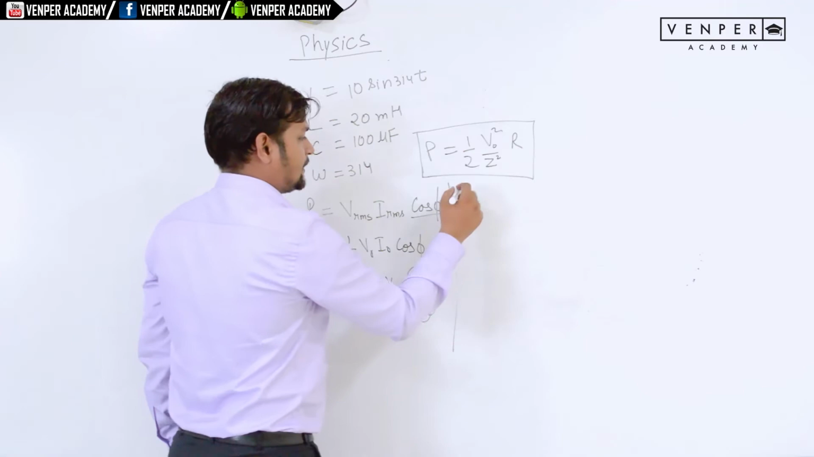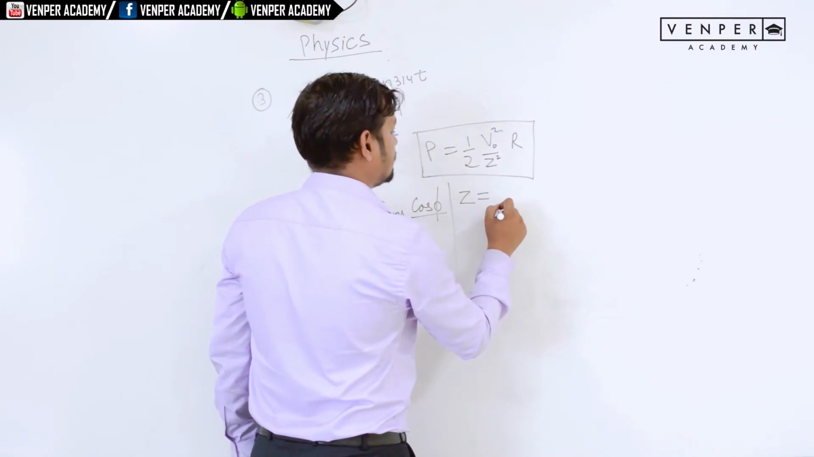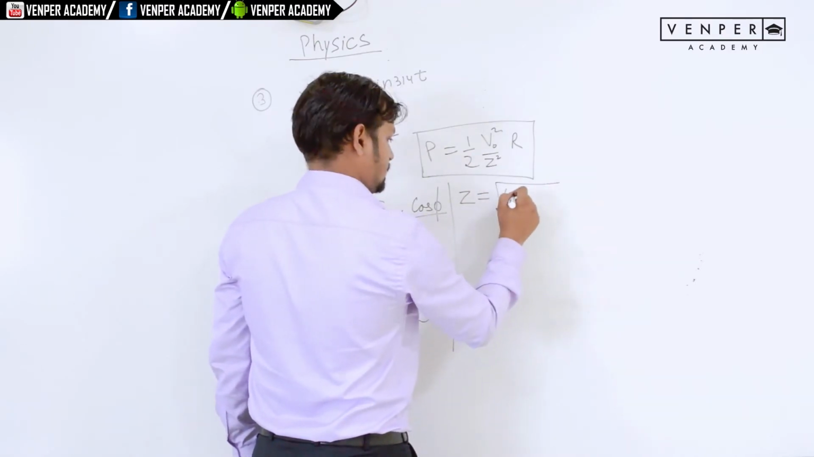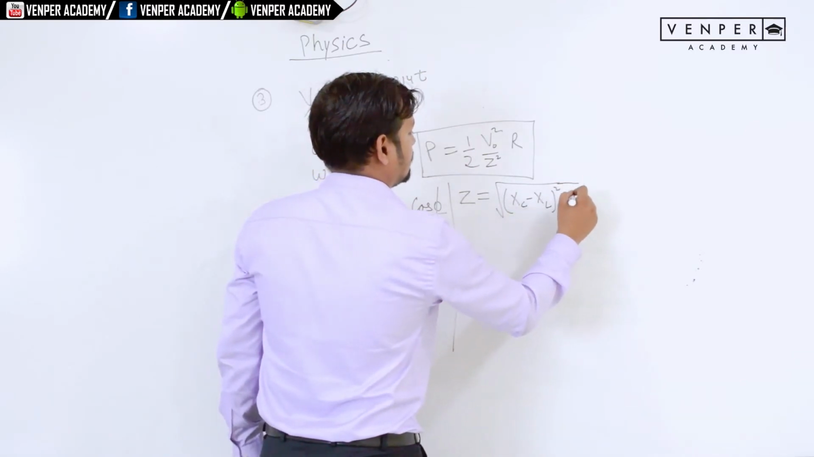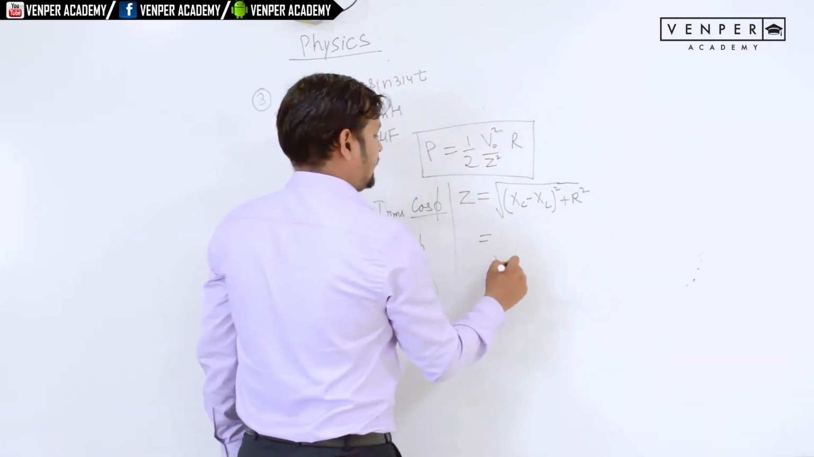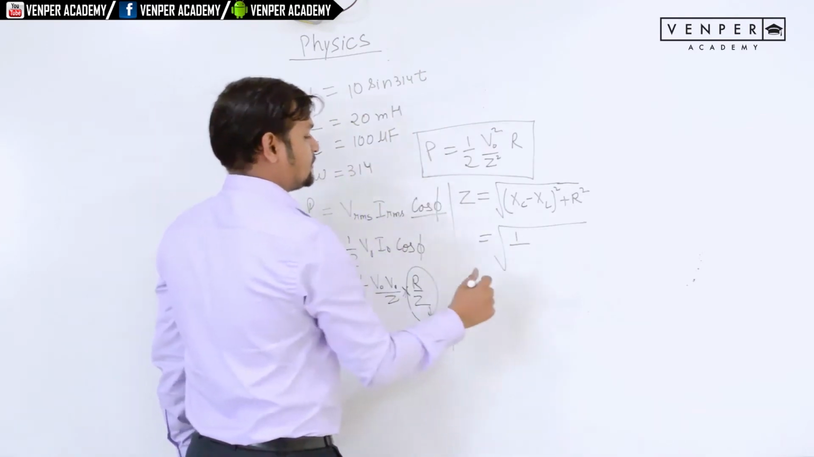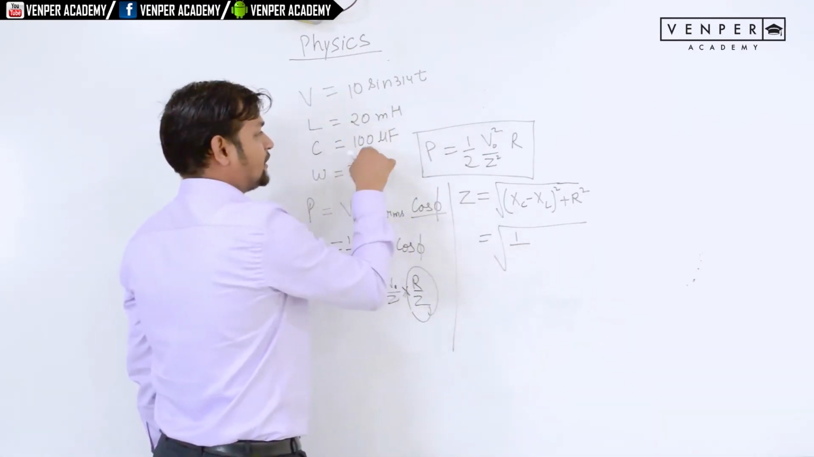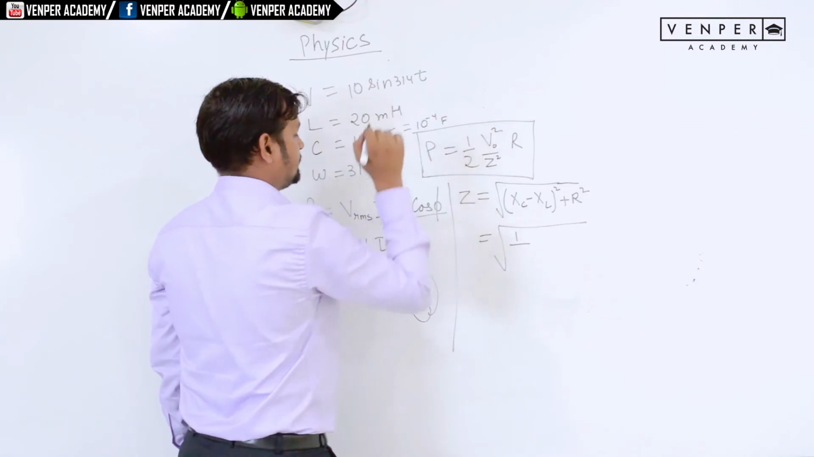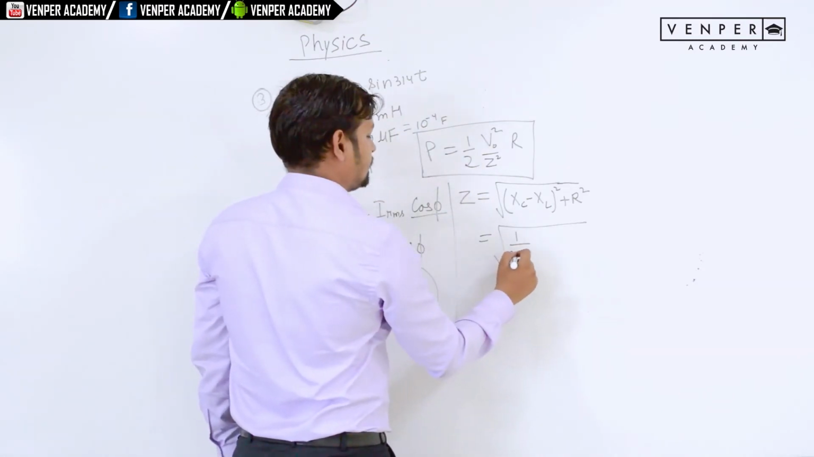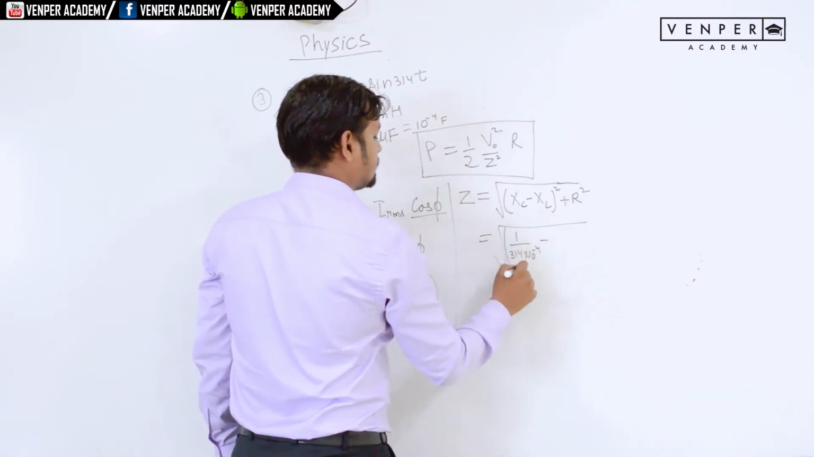First calculate Z. Z can be written as root under (XC minus XL) whole square plus R square. XC is 1 upon omega C. Omega is 314. This is 100 microfarad, which is nothing but 10 raised to power minus 4 farad. Clear? So this will become 314 into 10 raised to power minus 4 minus omega L.